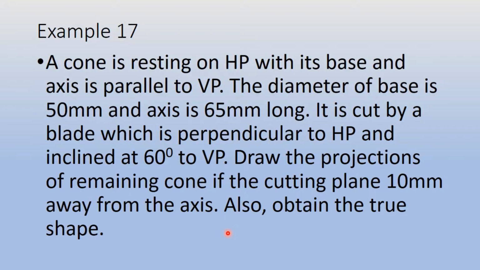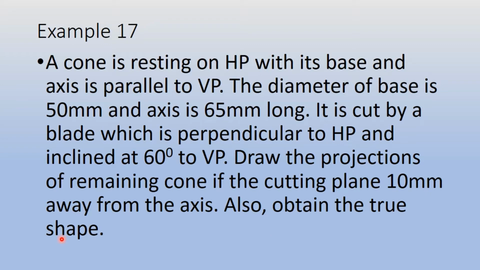So this is example 17. A cone is resting on HP with its base and axis parallel to VP. The diameter of base is 50 mm and axis is 65 mm long. It is cut by a blade which is perpendicular to HP and inclined at 60 degrees to VP. Draw the projections of the remaining cone if the cutting plane is 10 mm away from the axis.